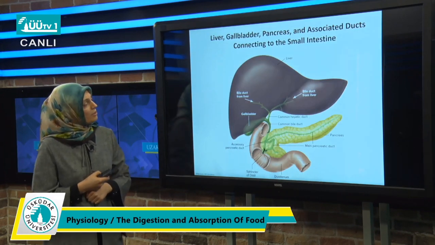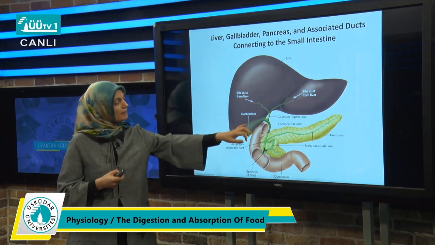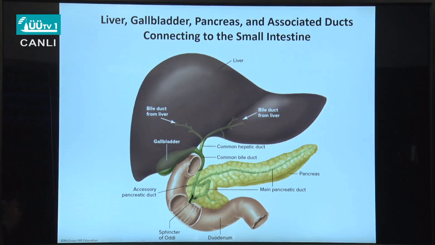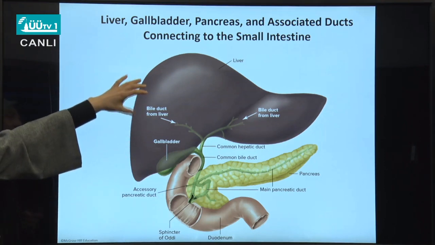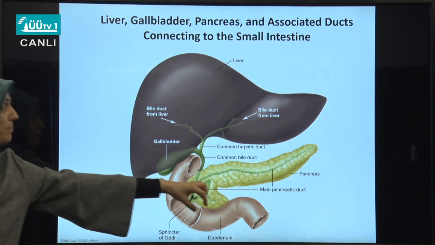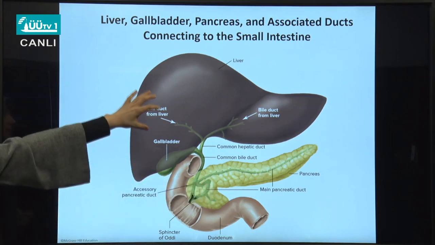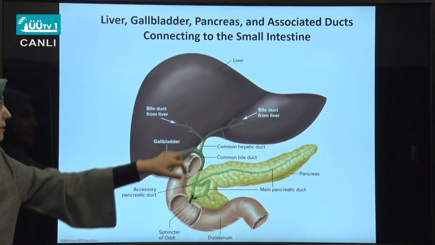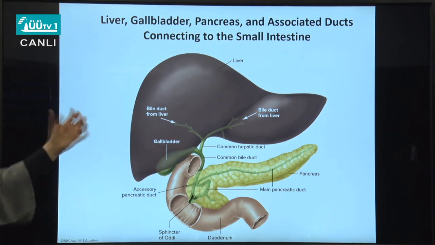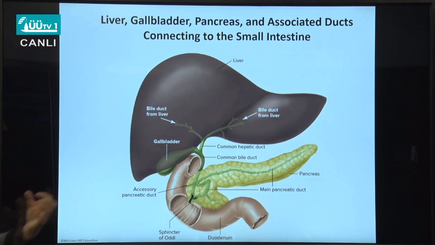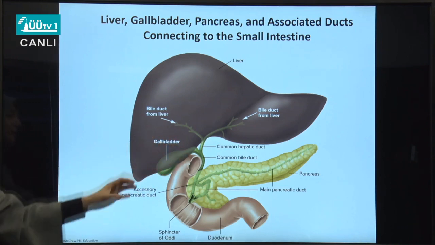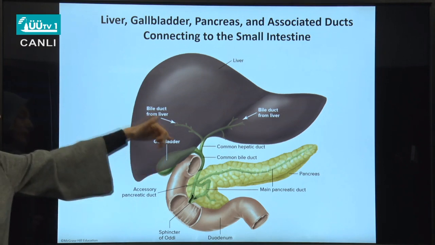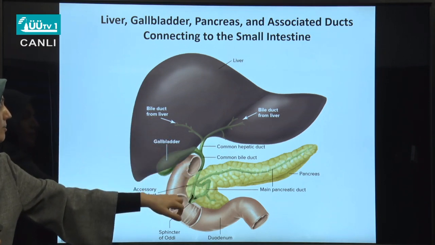Okay, so as we said at the beginning, the small intestine is connected with the accessory organs of the liver, gallbladder, and pancreas. The liver secretes its bile into the gallbladder, and the gallbladder stores this bile. And then when the hormonal stimulation comes to the gallbladder, it releases its bile into the small intestine.